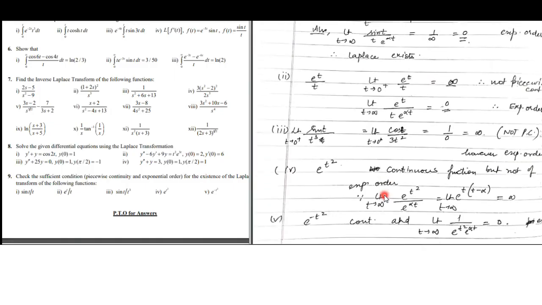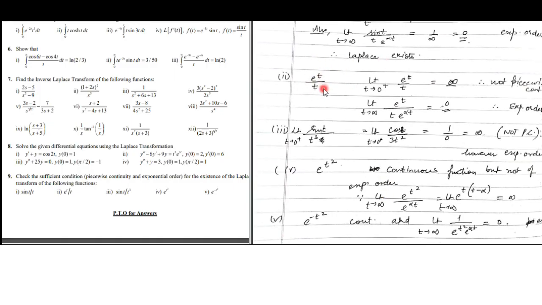Also we can check the exponential order condition by finding the limit t tending to infinity of f(t) upon e to the power alpha t. Here f(t) is sin t upon t, over e to the power alpha t. Now since sin t is bounded by some constant value, when you take t tending to infinity, you get this is 0. So this function is of exponential order also. So the Laplace transform of this function exists. Now you consider the second function.